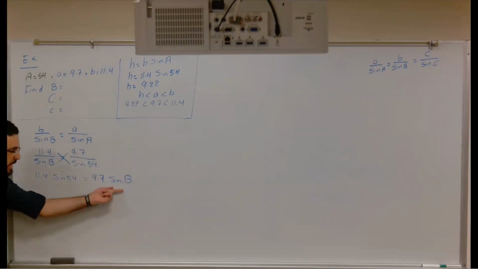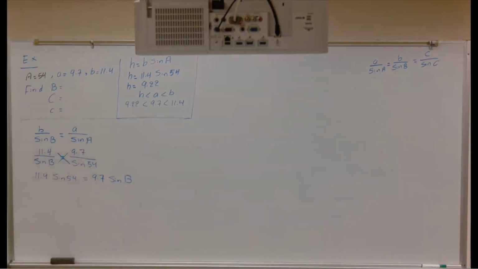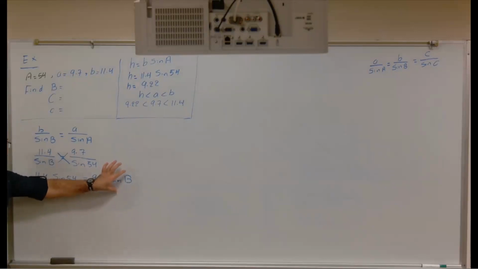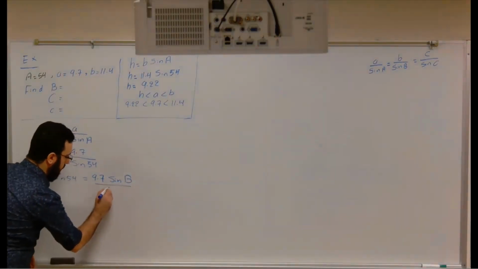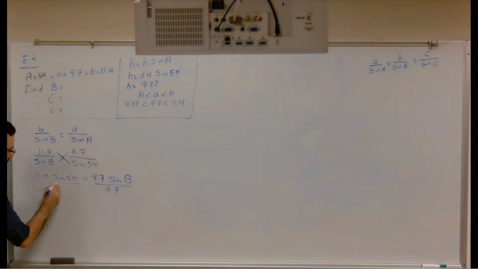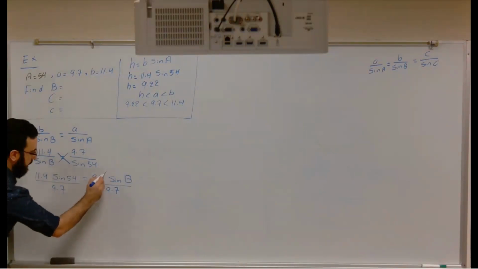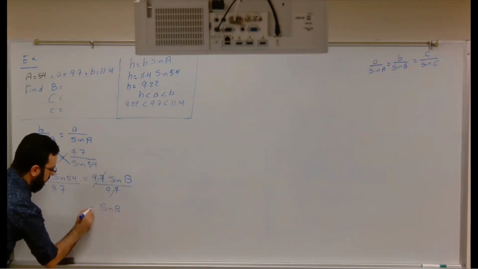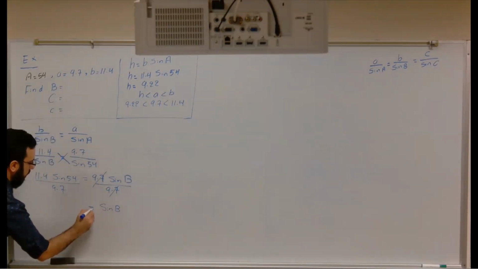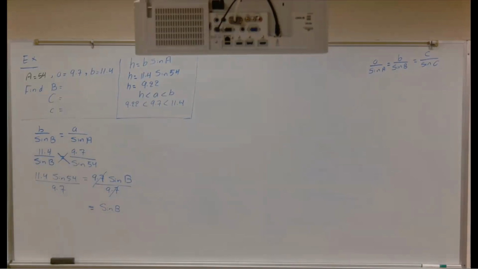Now I need to keep sine B by itself. What am I going to do? Because sine B needs to stay on this side, divide everything by 9.7. So I'm going to divide by 9.7, and it cancels here. You see, sine B is going to be equal to, how much is going to be the other side? 11.4 sine 54 over 9.7.